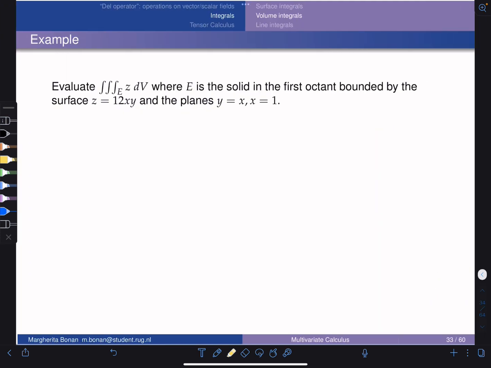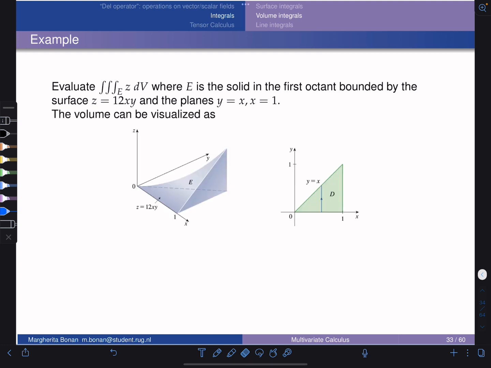For example, now we have an exercise. We want to evaluate the triple integral over the region E of the function z, where E is the solid in the first octant bounded by the surface z equal to 12xy, and the planes y equal to x and x equal to 1. We can visualize this volume easily in this way, where D is the projection, and we see it's a type 1 projection, and this is the solid region.